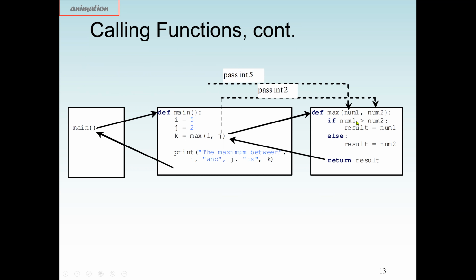Then all the execution will take place here. So 5 and 2 will be assigned to num1, num2. Then we do all the execution. We return the result back to the function, so in this case, 5. Then we move to the next step because the execution goes from up to down. So we start with 5 assigned to i, 2 assigned to j. We call the function, we do all the execution, and return the result back to the function. The answer is 5, so we go to the next line, then we print the maximum between 5 and 2 is 5. k will be 5.